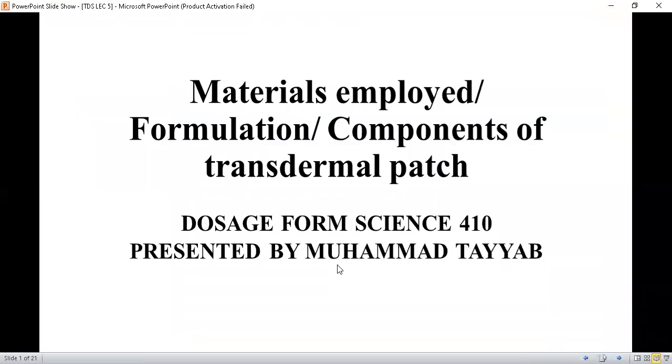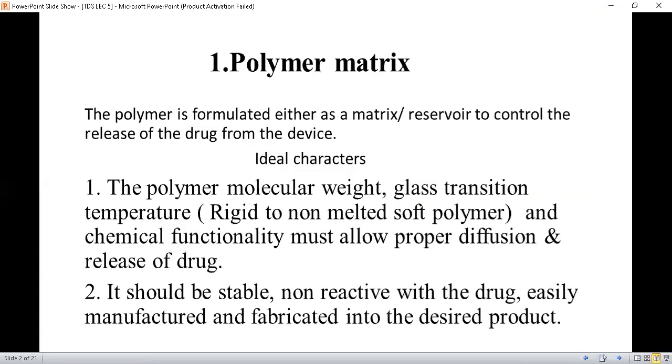Today's lecture, students, is on materials employed in the formulation components of transdermal patch systems. The first thing which is very important for a transdermal drug delivery system is a polymer matrix, a matrix in which you are going to add or impregnate your drug component, and that would be responsible later on for the release of the drug from that matrix. The polymer is formulated either as a matrix or reservoir to control the release of the drug from the device or from the transdermal patch.